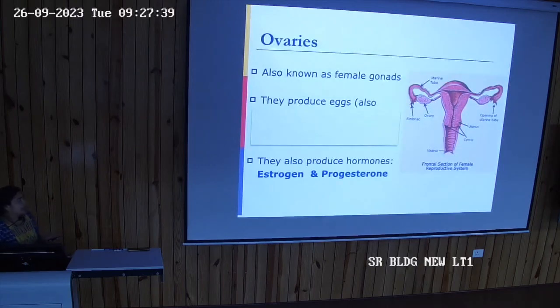So where are the ovaries located? Lateral to the uterus. And where is the uterus located? In the pelvic region. So it is one of the pelvic organs. If you specify the location of the uterus, it is sandwiched between the bladder and the rectum. There is a space between the bladder and the uterus, and between the posterior part of the uterus and the rectum. Those spaces are called pouches.